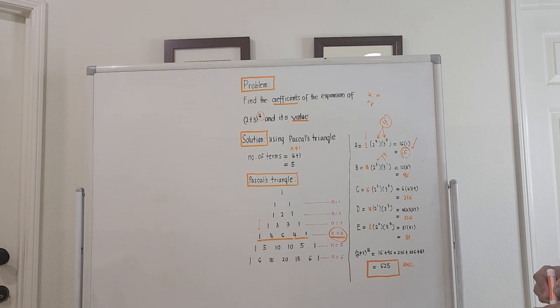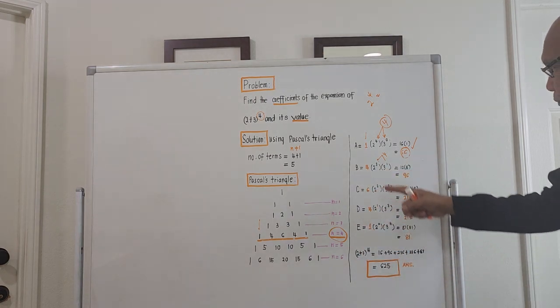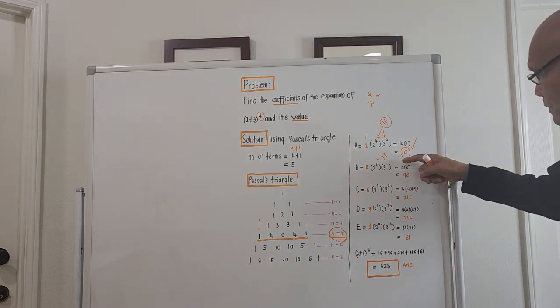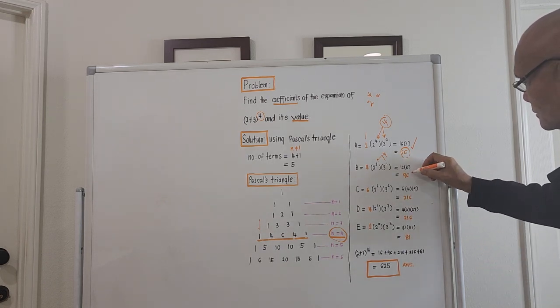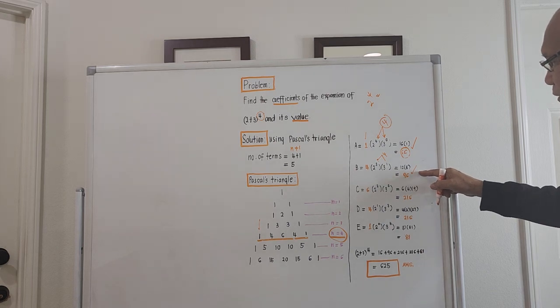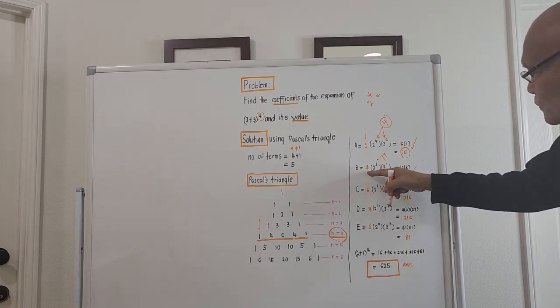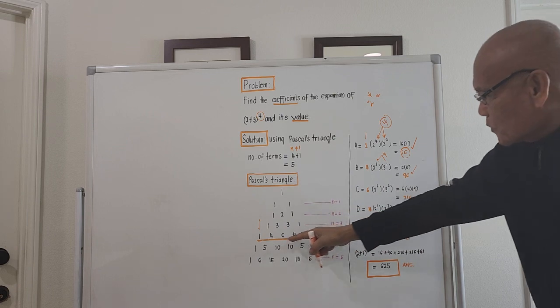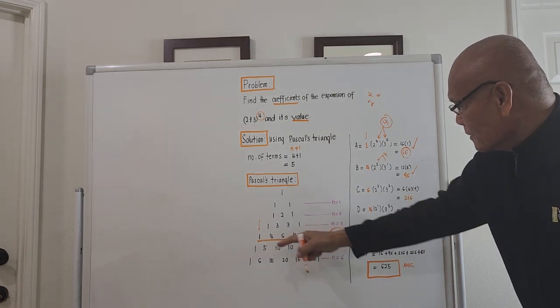For us to be correct. So simplifying this one, 4 times 3 will be 12. 2 cubed is 8. 12 times 8 will be 96. So the second part of the expansion is 96. And the coefficient is 4, and this 4 here emanates from the Pascal's triangle.